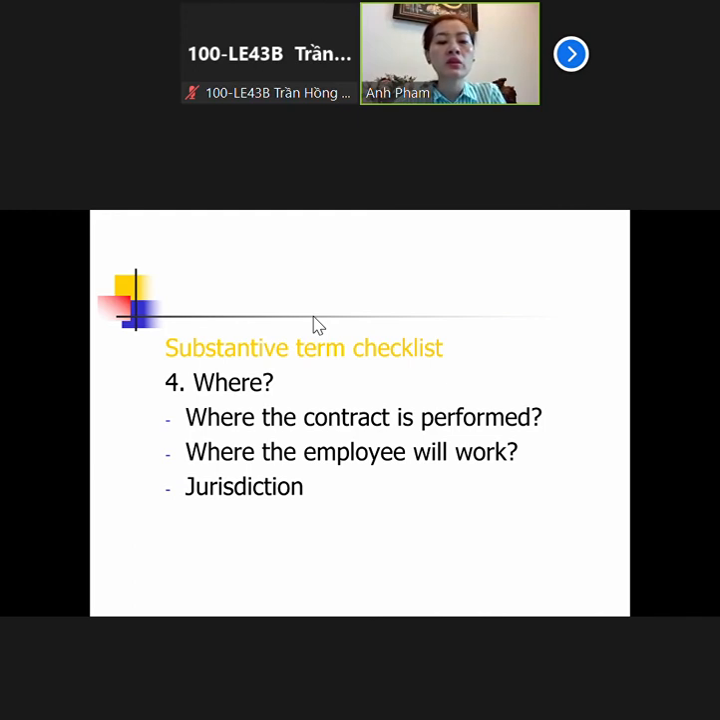And the where also refers to the jurisdiction. So the jurisdiction here refers to which country will deal with the dispute.